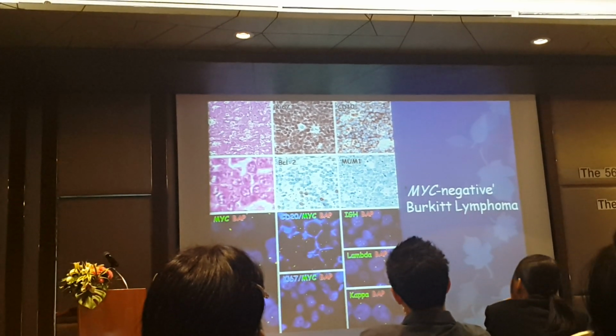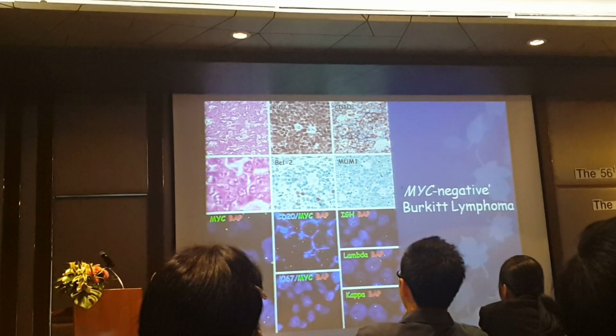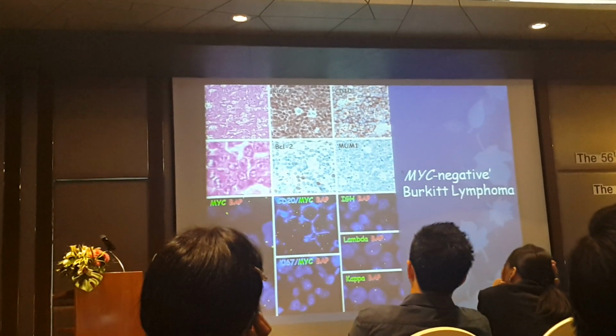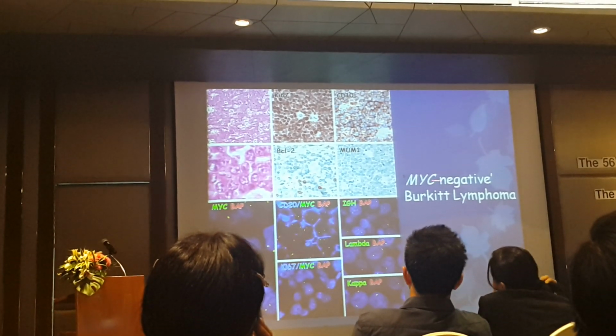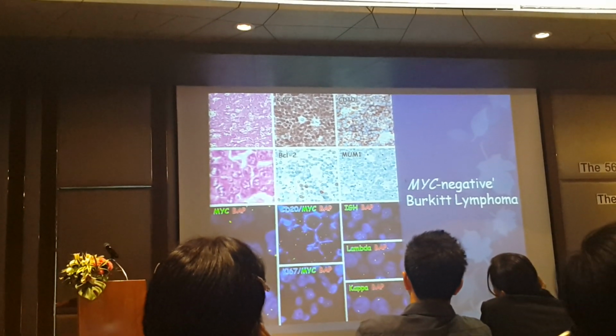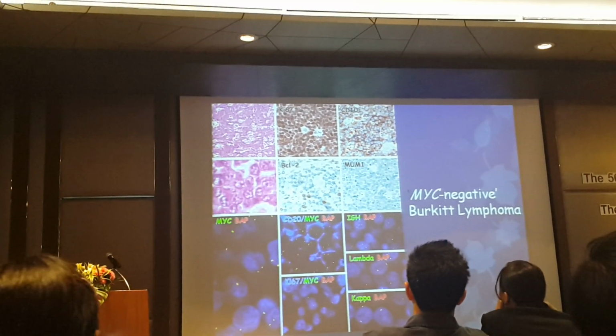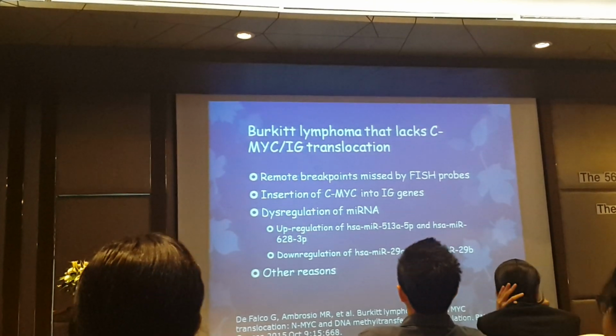By right, you cannot call it Burkitt lymphoma. But then if you look at it, it looks like Burkitt lymphoma, it behaves like Burkitt lymphoma. It has to be. So what are you going to call it? MYC-negative Burkitt lymphoma. Do they exist? Well, increasingly we recognize that they do. Now, what is the reason for this? There are a few possibilities.